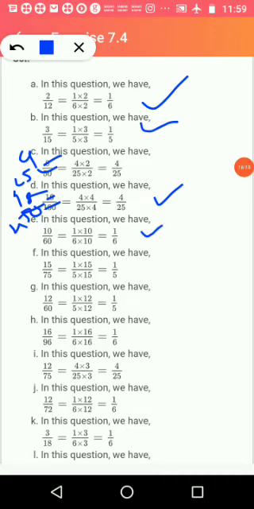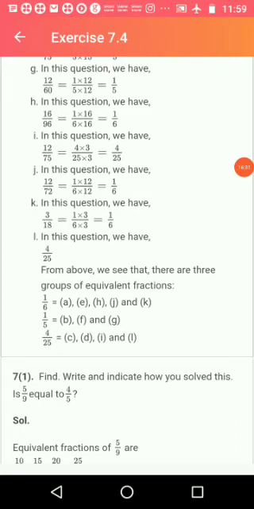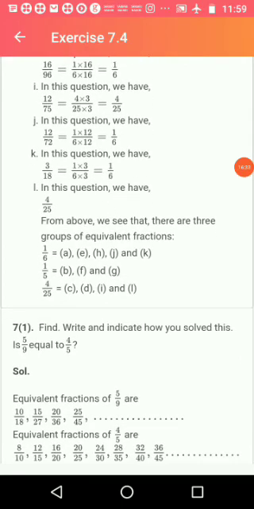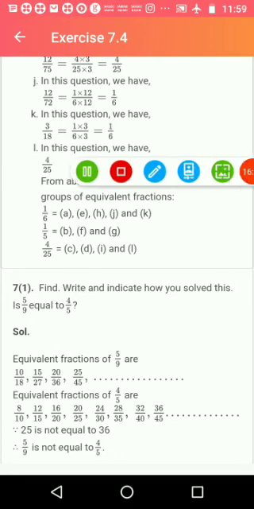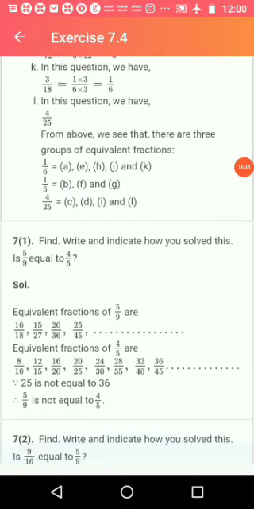10 by 60, 1 by 6. 15 by 75, 1 by 5. 12 by 60, 1 by 5. 16 by 96, 1 by 6. 12 by 75, 4 by 25. 12 by 72, 1 by 6. 3 by 18, 1 by 6. So, 4 by 25 is also there. So, you see, they have grouped it. Whichever is 1 by 6, they have grouped it. 1 by 5 and 4 by 25. Okay, next.